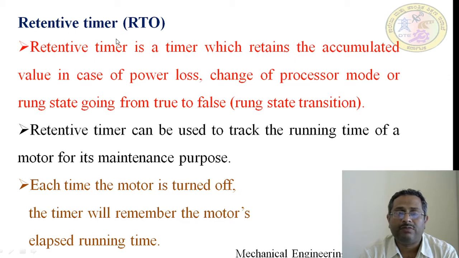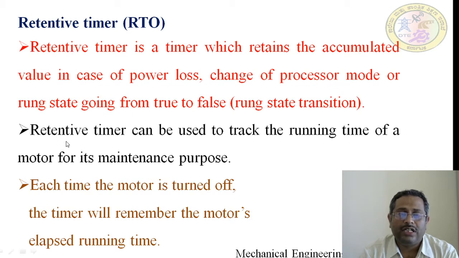We call it an RTO. The retentive timer is a timer which retains the accumulated value in case of power loss, change of processor mode, or run state going from true to false. If anything happens due to power loss or some error, the accumulated value remains the same as the previous value. But in timer on delay or timer off delay, it will reset to 0, but here it will start from the previous value. That is a retentive timer.